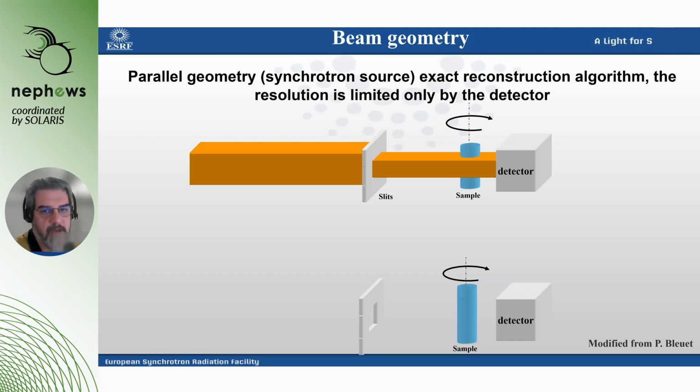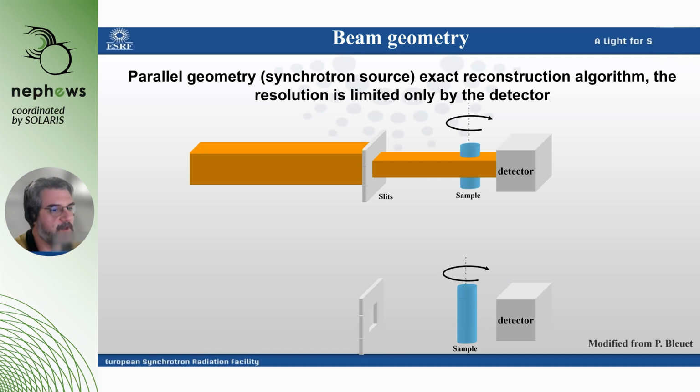One of the big differences between a synchrotron beamline for microtomography and a lab source is the geometry of the beam. On a synchrotron beamline, you are very far from the source. So you can consider that you are using parallel beam geometry to make the radiograph of your sample. And because of that, the resolution of the picture is limited only by the detector and not by the source.